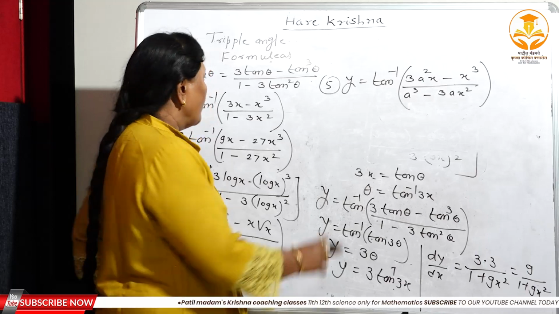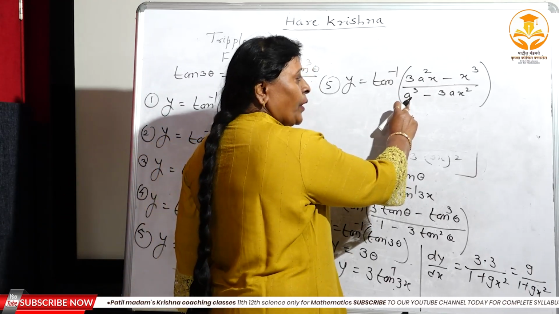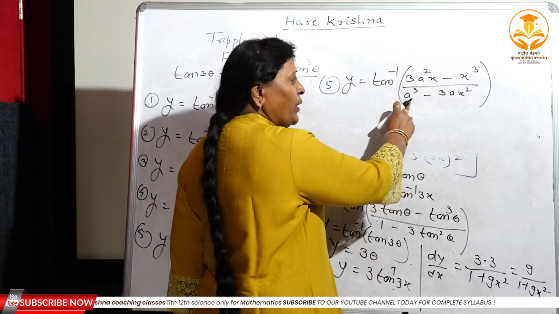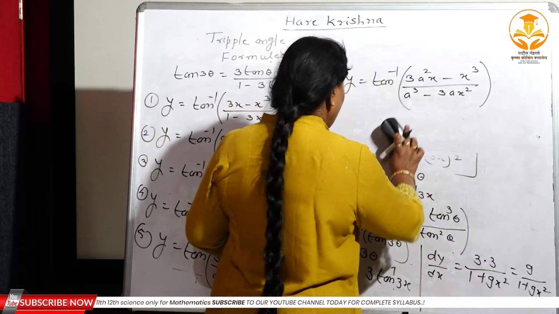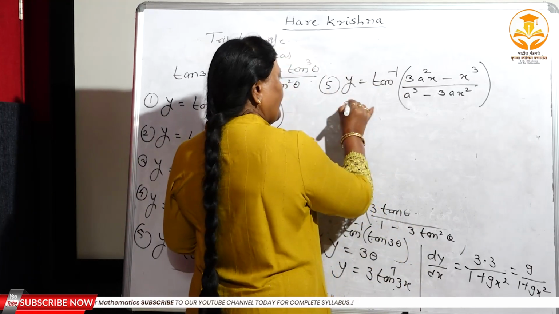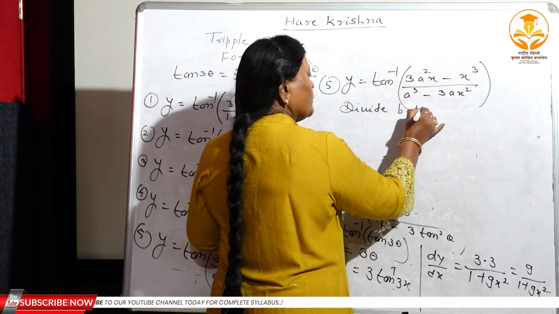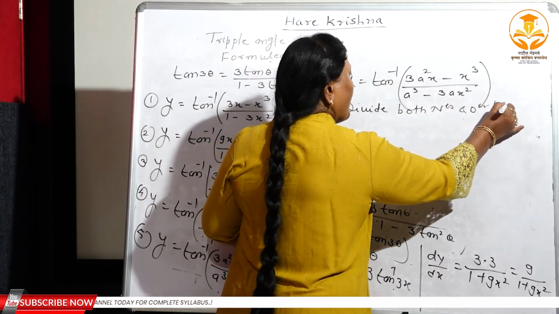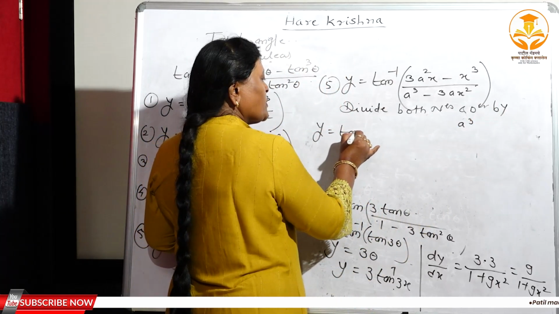For that purpose, to get 1, what you have to do? You have to divide this by what here? A cube. But can you divide only one term? Therefore, divide both numerator and denominator by what here? A cube. Therefore, you have to divide both numerator and denominator by a cube. Therefore, y is equal to tan inverse.